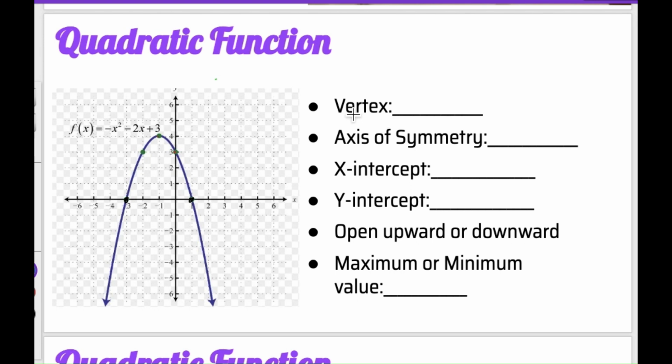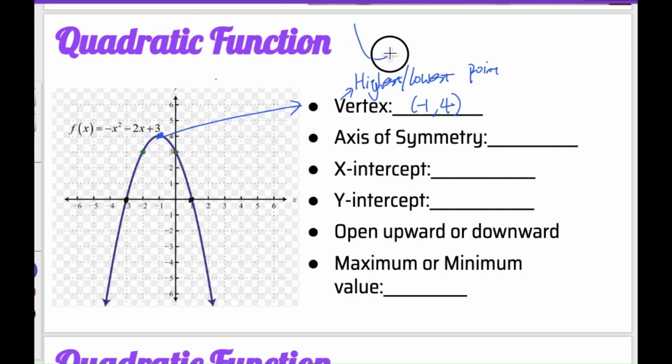First, vertex. The vertex is actually the highest or the lowest point. It's located in the center of the graph. So if you check this, it's actually this one. So this is the vertex. And based on the location here, we can easily read the coordinates, which is (-1, 4), because when you read it, x is -1, y is 4. So the vertex for this one is the highest point.